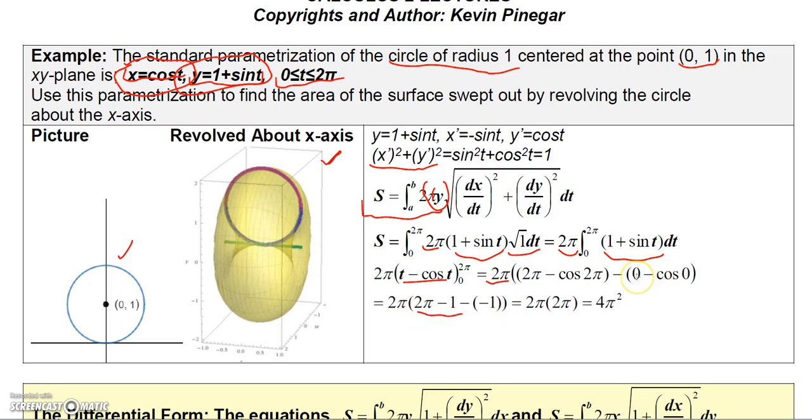And then here I'm going to have minus a negative 1. So it looks like the minus 1 and the plus 1 cancel. So what I end up with is just 2 pi times 2 pi, which is 4 pi squared. And so that's the surface area from that revolution.